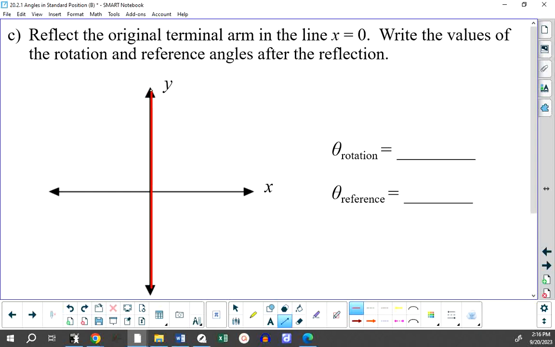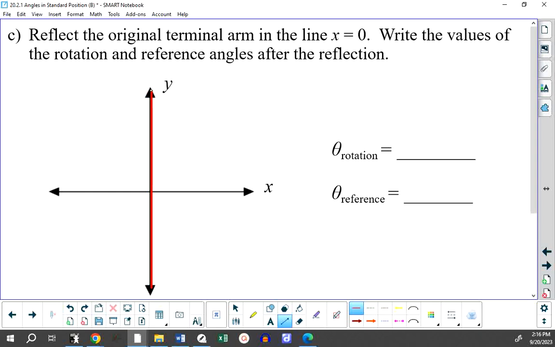This is horizontal, which is weird. A horizontal reflection is across the y-axis, which is x equals 0. It requires a bit of thought. You can easily psych yourself out there. But here's the point. If the terminal arm was originally in quadrant 1 and I reflect it across that line, it's going to be in quadrant 2.